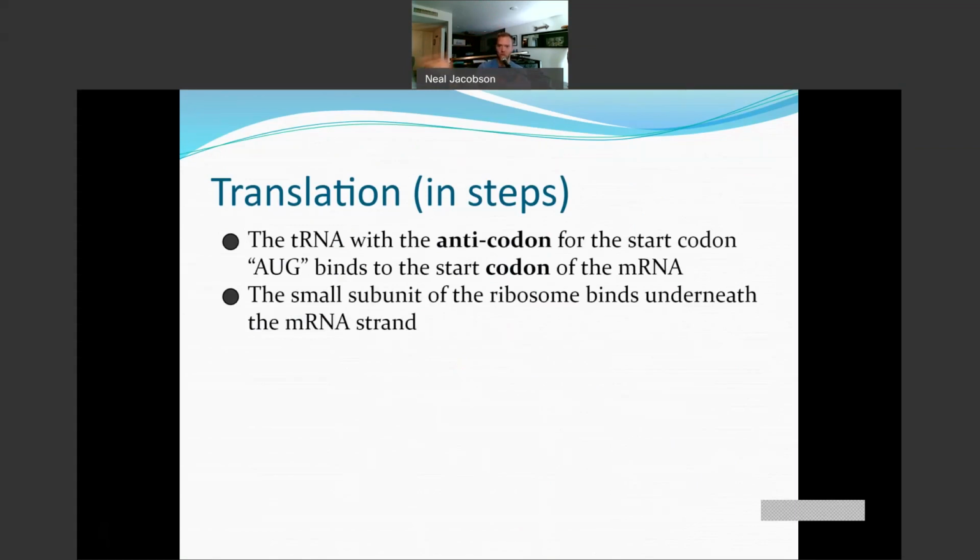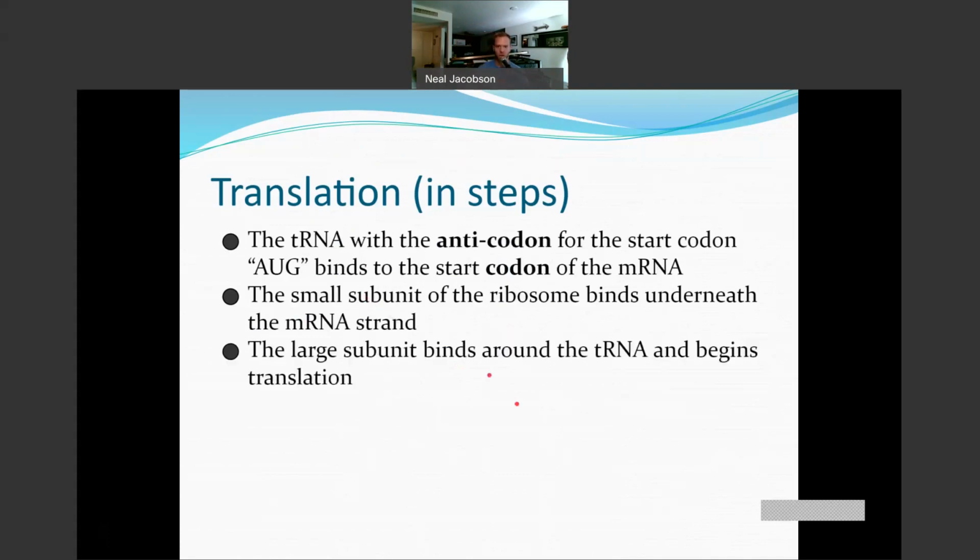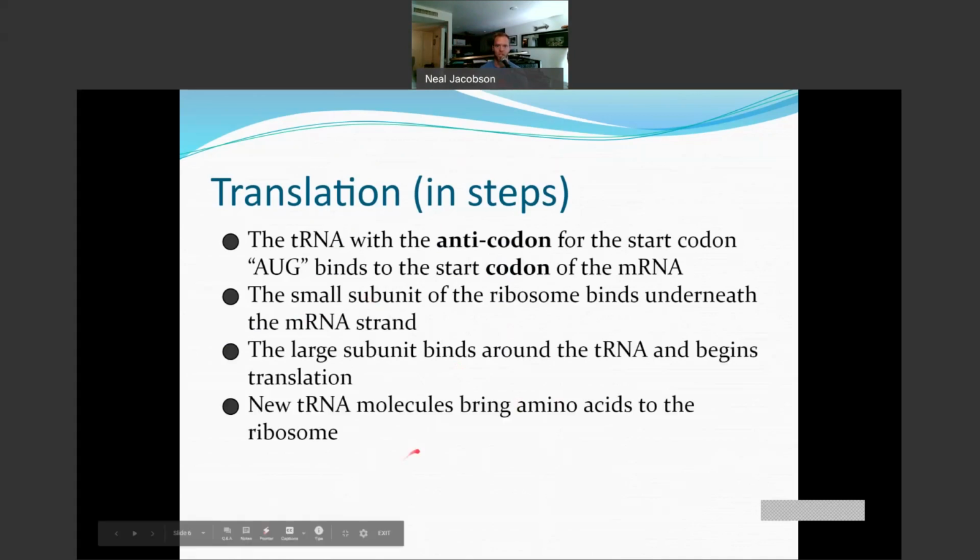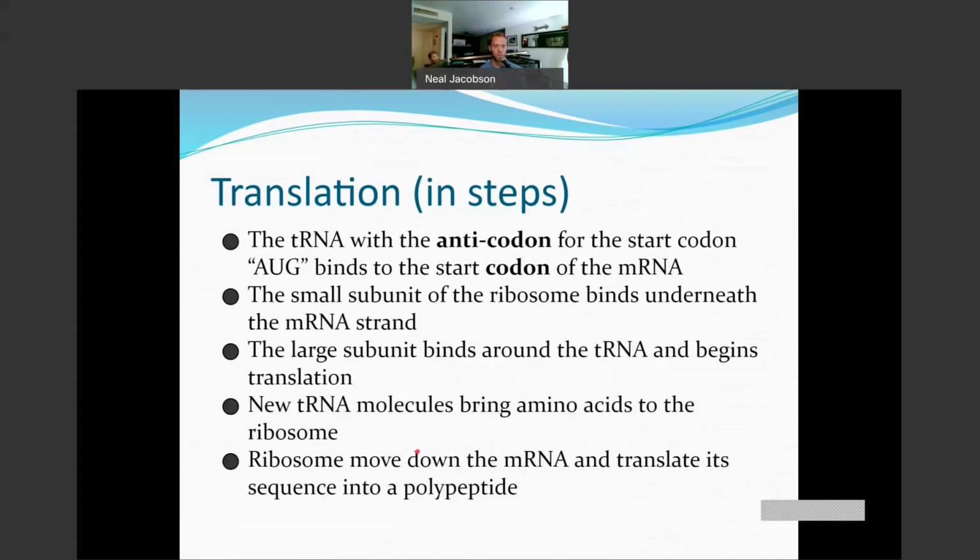Now the new tRNA is going to come in, and it's going to shift over one, and it's going to start to make it. So the large subunit binds around it, begins translation. New tRNA molecules are bringing amino acids to the ribosomes. Ribosomes move down the mRNA transcript, and they're going to translate its sequence into a polypeptide.